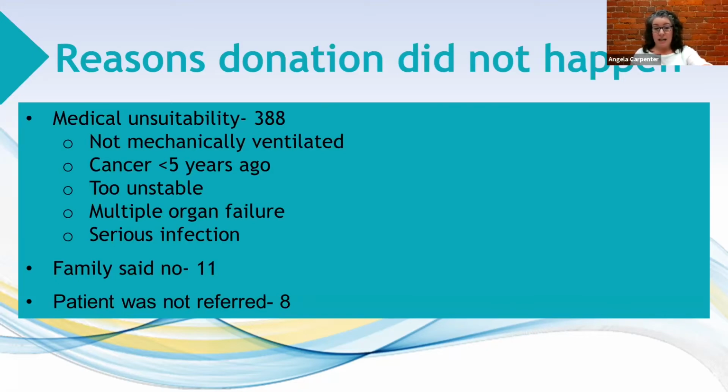So out of that 388 people, there were 19 who were medically able to be donors. And 11 of the families said no, that they did not want their loved one to be a donor. And in 8 of those cases, the patient was not referred to an organ donor organization, so the staff didn't make the referral. And if you'll notice, when I show you the reasons why donation didn't happen and what the exclusions were on the other slide, age was not on there. As you get older, you get more likely to have different medical conditions or be on different medications, and those are not a factor either.